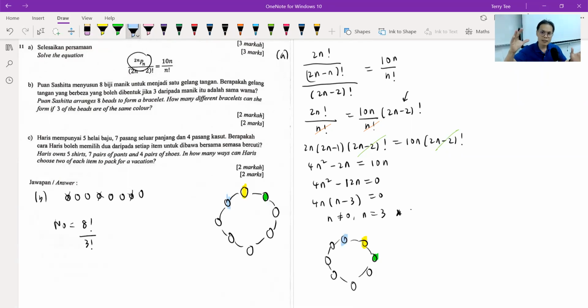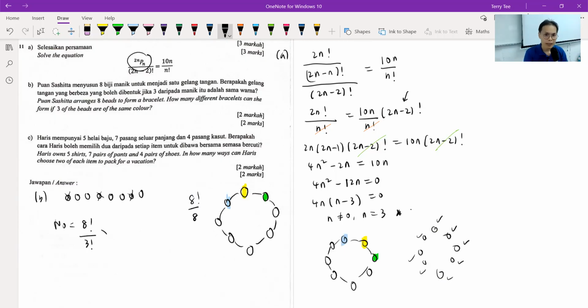So there are basically 8 different positions I can put my yellow bead. I can put the yellow bead here, 1, 2, 3, 4, 5, 6, 7, 8, and basically I'm just rotating like this. I'll have 8 identical arrangements. You have the same bead on the left and on the right. So if I say the number of arrangements is just 8 factorial, then it is wrong, because you will have a different position but the same arrangement. So that's why you always have to divide by 8.